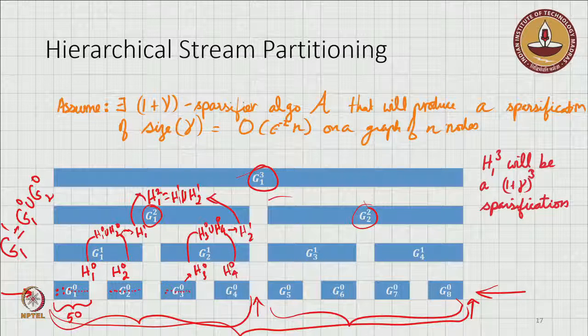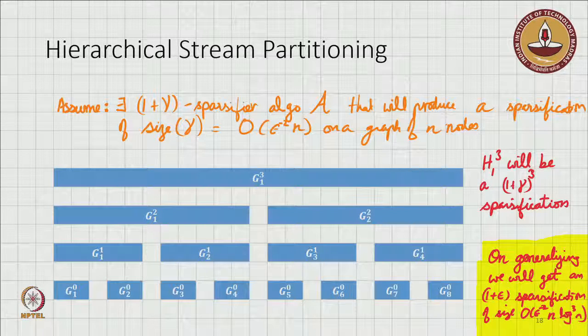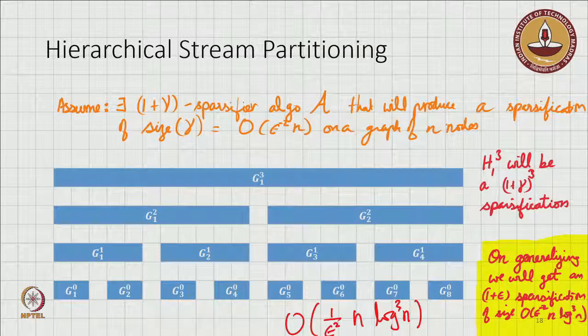So, there is this nice hierarchical way in which we can perform the sparsification, and if we work out the details, essentially what we get in this approach is a 1 plus epsilon sparsification, where epsilon is some small positive constant, and that sparsification will have size at most O of 1 over epsilon squared n log cubed n. The details are available in the survey, but for our purposes it will be good to understand it at this conceptual level.